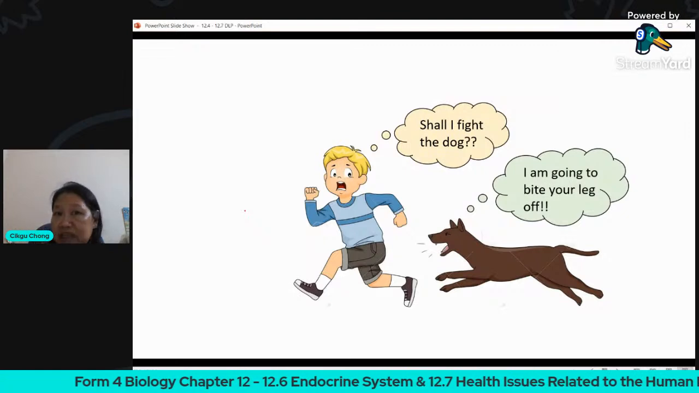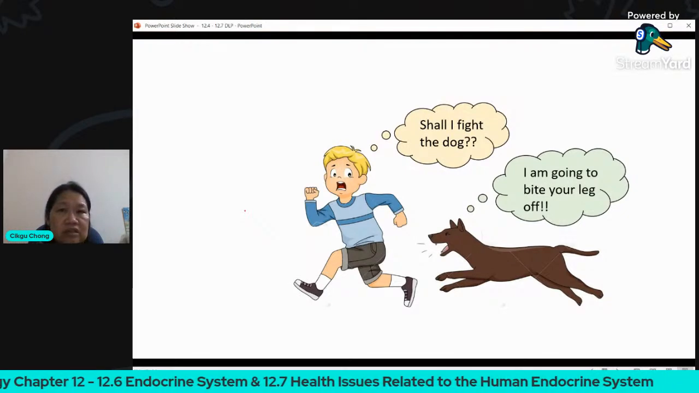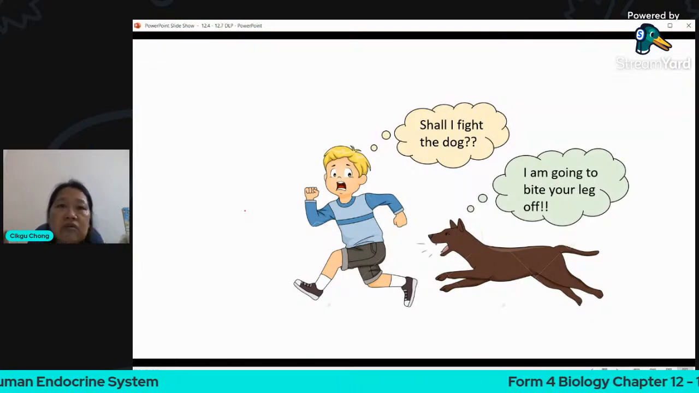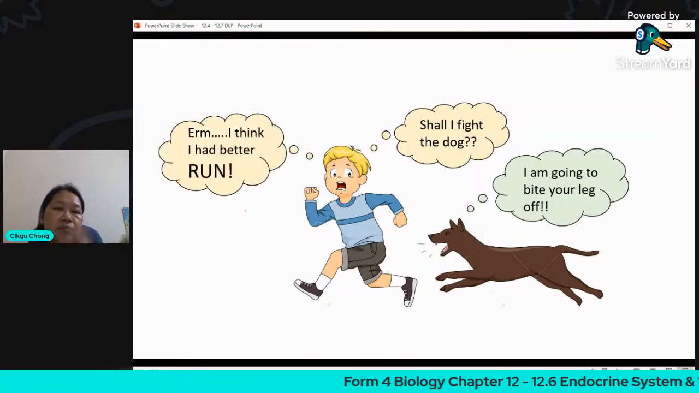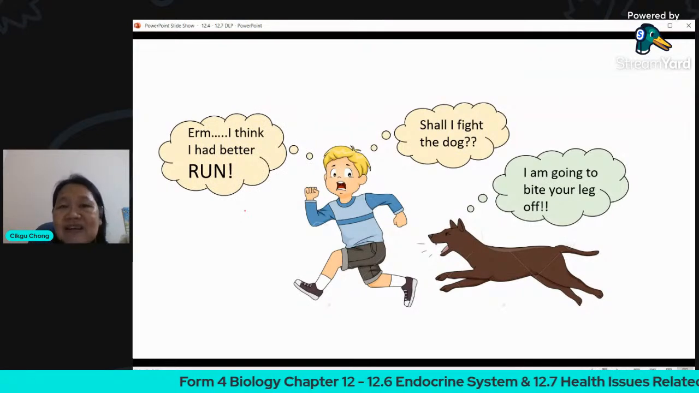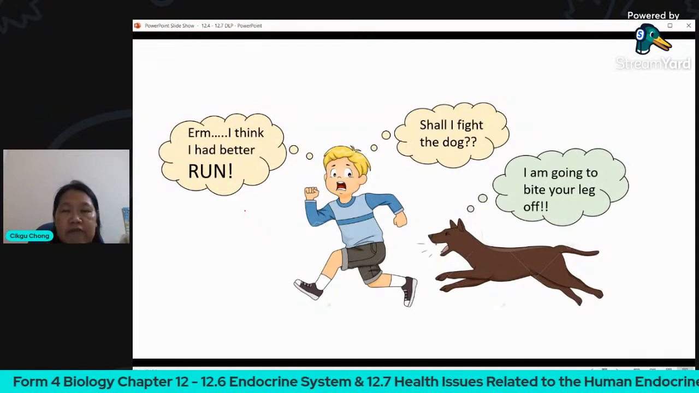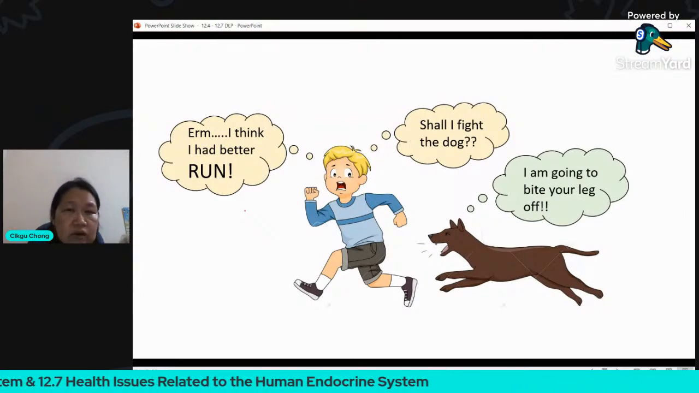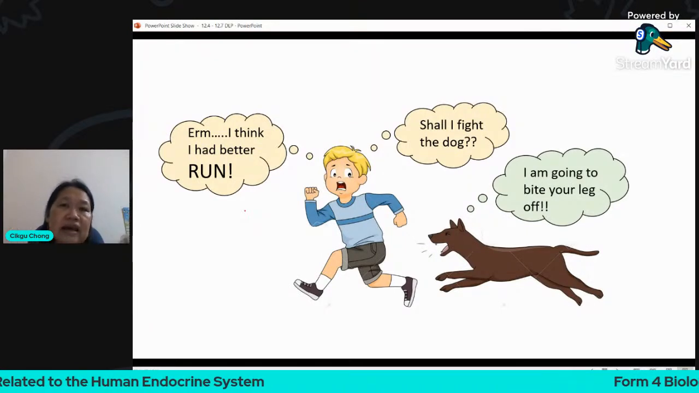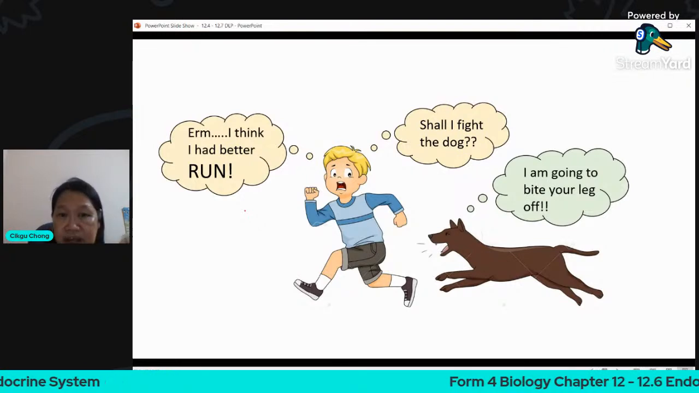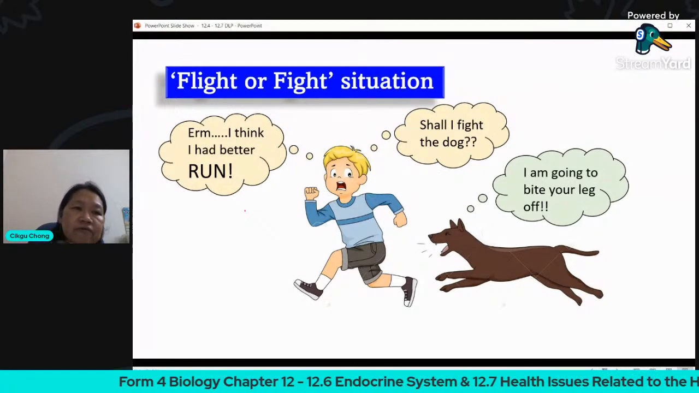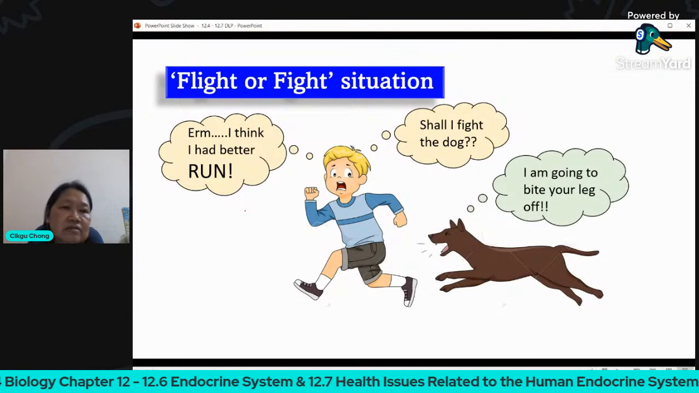But you have to make a decision. When you're in danger, you have to make a quick decision: either stay and face the danger, or flee, which means go away and run. This boy decided that he probably cannot fight the dog, so he better run. This situation, where you have to decide in a split second whether to stand and fight off the danger, defend yourself, or run, is called fight or flight. In fact, flight or fight, either way.